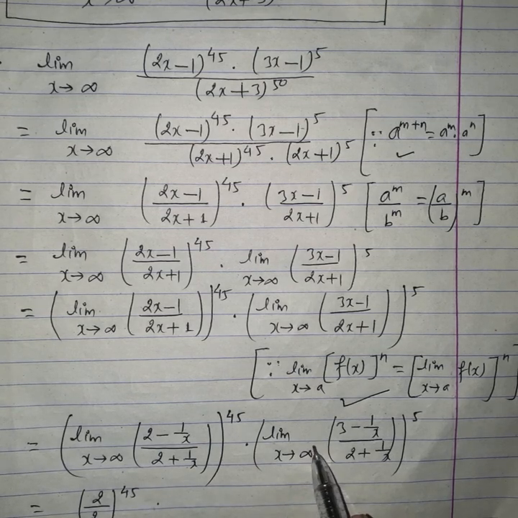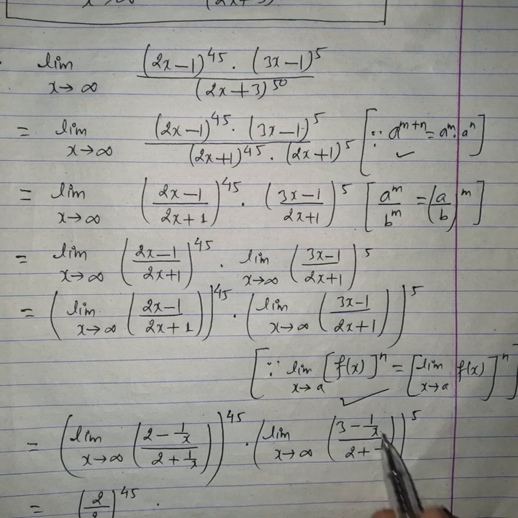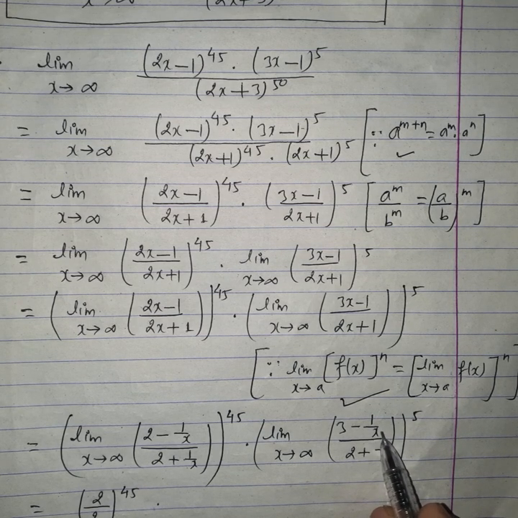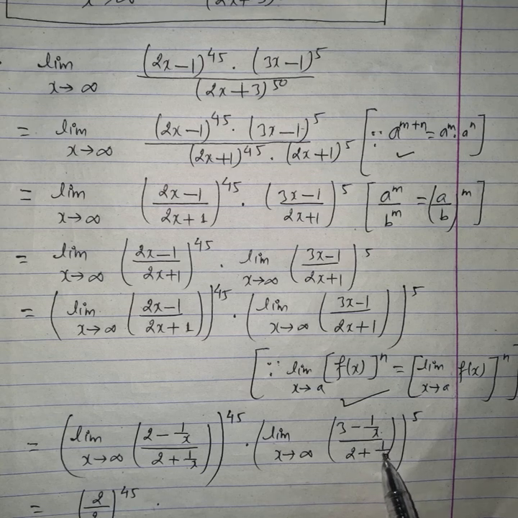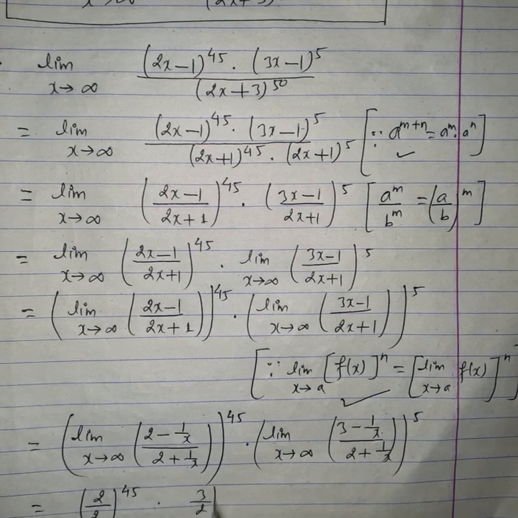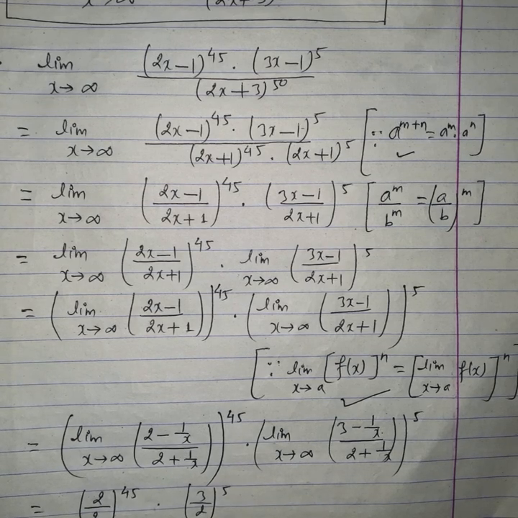And here also let's plug in the value of x as infinity. When we plug in the value of x as infinity, 1 over infinity gives 0, so we get 3 over 2, raised to the power of 5.